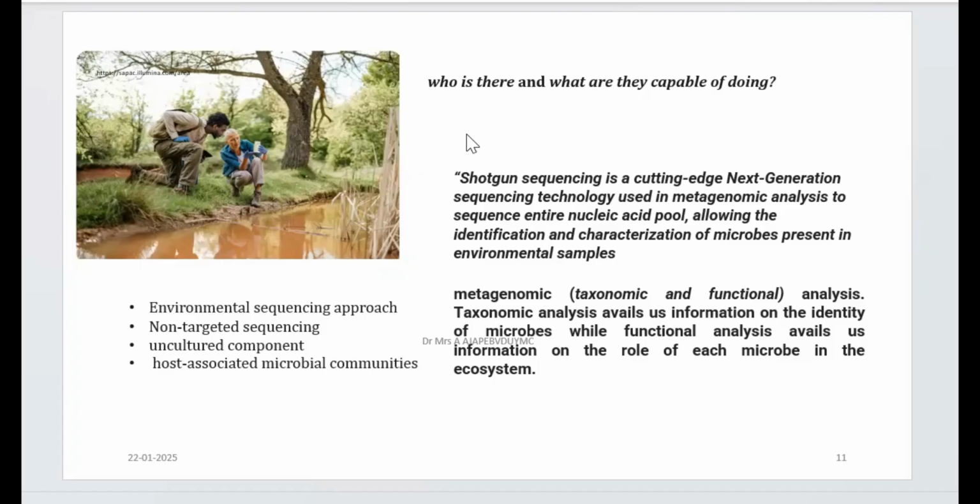Uncultured components, yes, because bacteria are not culturable. How will you identify their DNA? How will you isolate their DNA? How will you sequence that DNA? So you have hardly any idea about those bacteria. So you are going to take help of shotgun sequencing in that. And of course, host associated microbial communities, then in diseases or in probiotics, or maybe you can say spread of a particular species in an environment, the antibiotic resistance, so many things you can explore using this methodology.